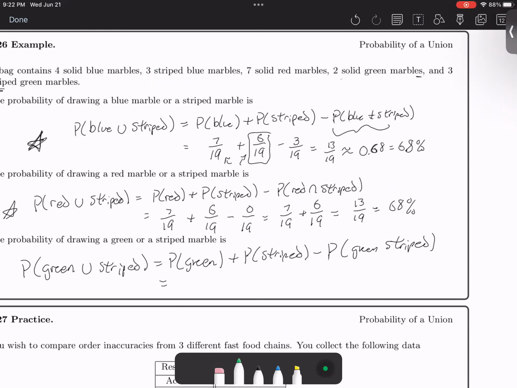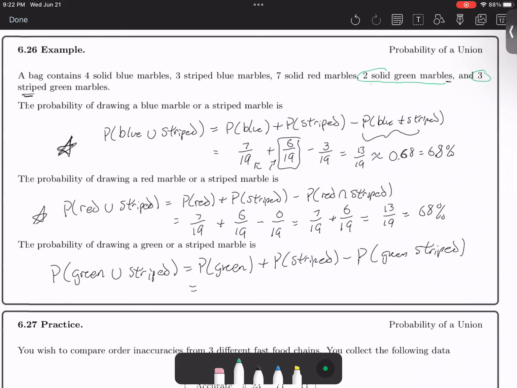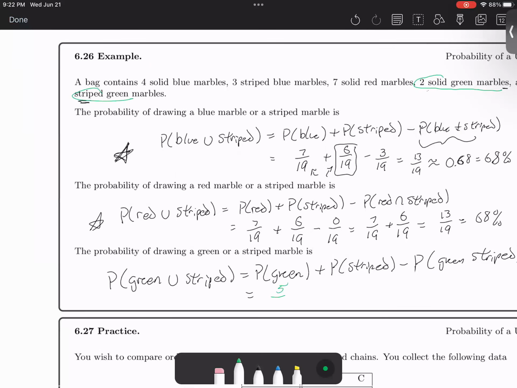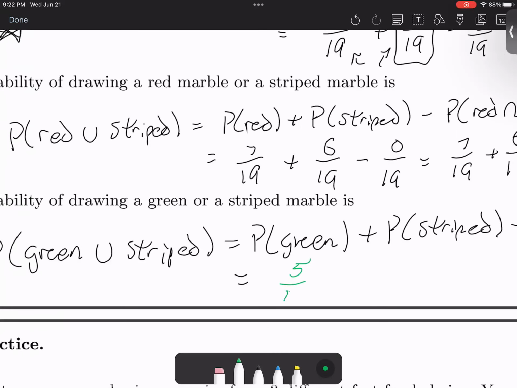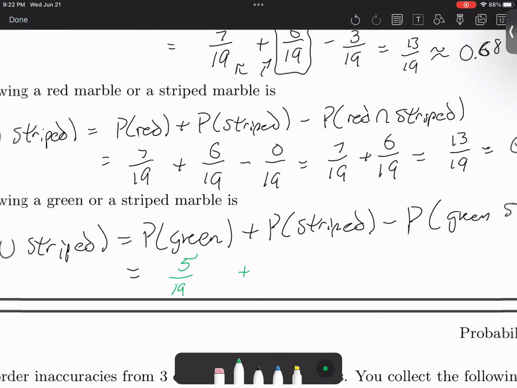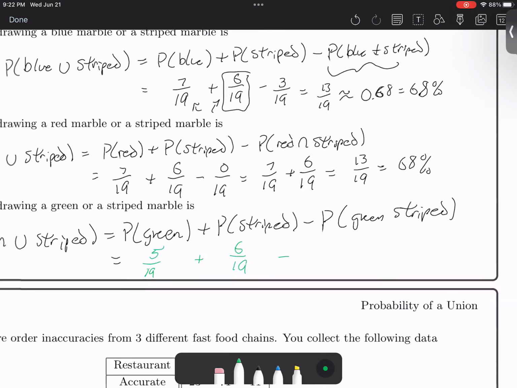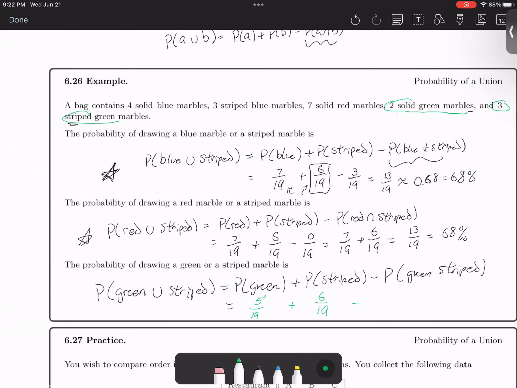All right, how many green marbles do we have? We've got 2 solids and 3 stripes for a total of 5 out of the 19 that meet the condition of being green. How many striped marbles do we have? We've already figured that out. That's 6 out of the 19. And we subtract off the green stripes. There are 3 of those.